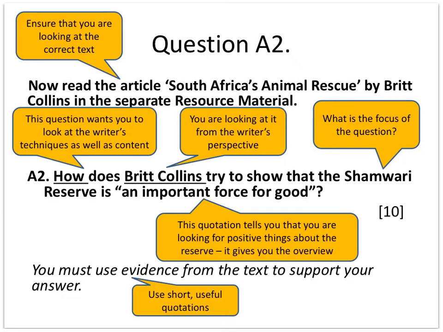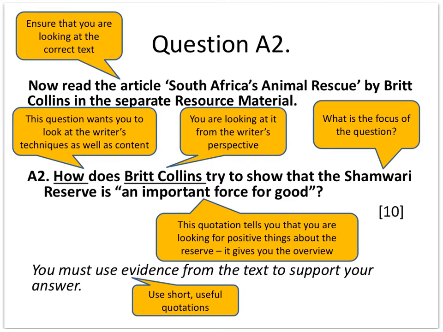We've already talked in previous videos that you should spend 15 minutes on this particular question. The first thing that you need to do is to ensure that you're looking at the correct text. So in this case, it's the article South Africa's Animal Rescue. Then if we focus in on the actual question, this question wants you to look at the writer's techniques as well as content, with the use of the word how. We also know that we're looking at Britt Collins, so we're looking at the writer's perspective.